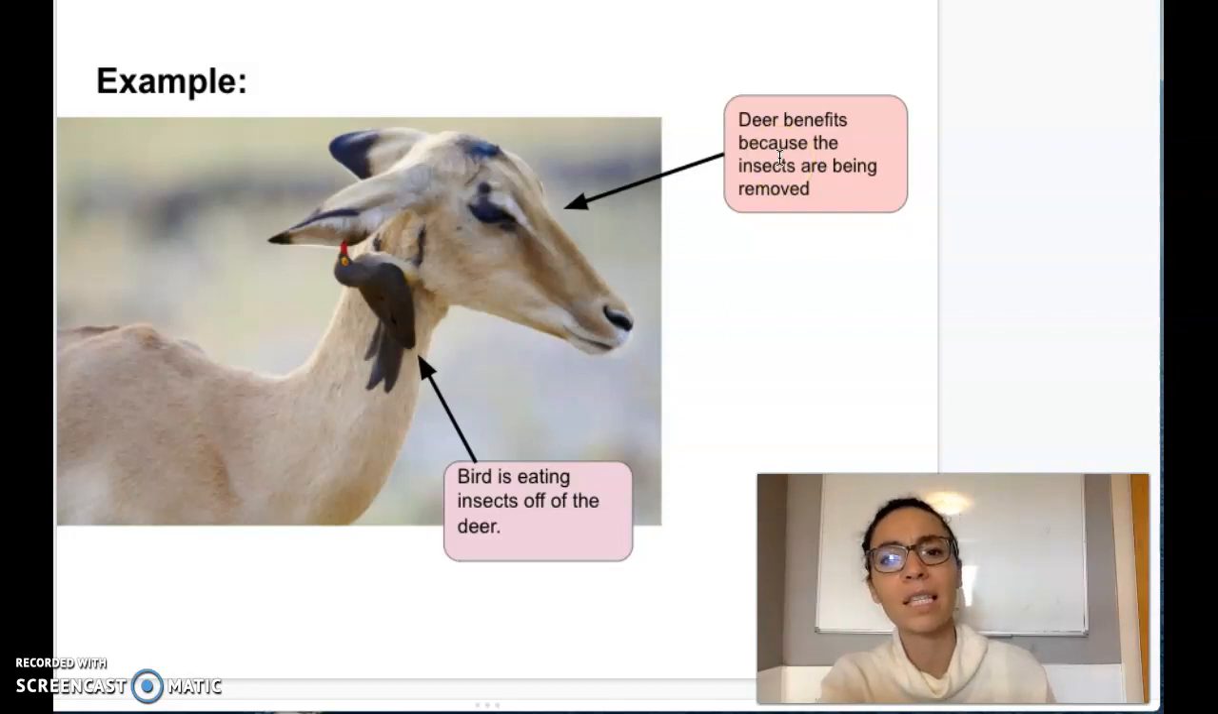So what do you think this is an example of? Mutualism, commensalism, or parasitism? If you said mutualism, you are correct, because both organisms here are benefiting. Both are helped in this relationship.